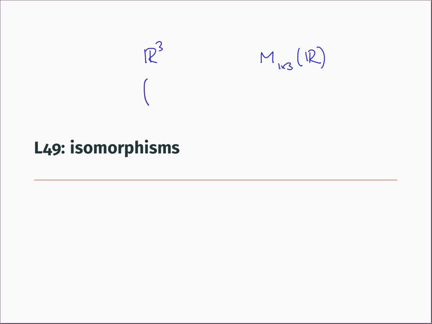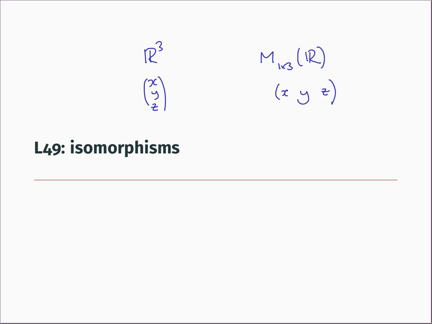So a typical element of this one looks like this, where x, y, z are real numbers, and a typical element of this one looks like this. It's a row vector of width 3 containing 3 real numbers x, y, and z. And these are in some sense the same as vector spaces. They have exactly the same properties in terms just of vector spaces.